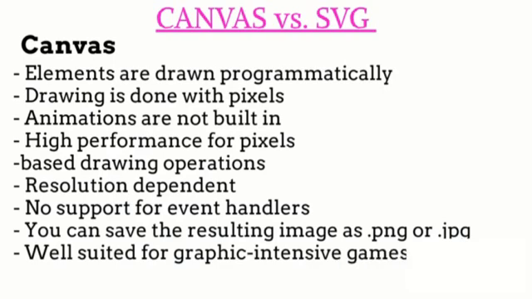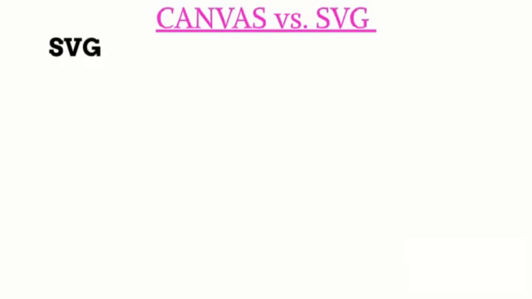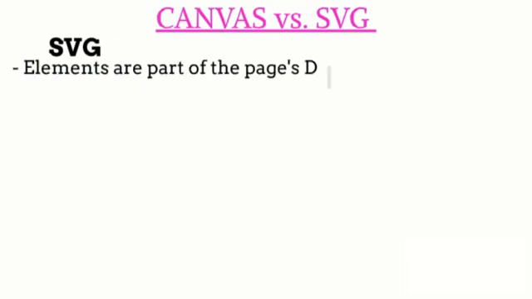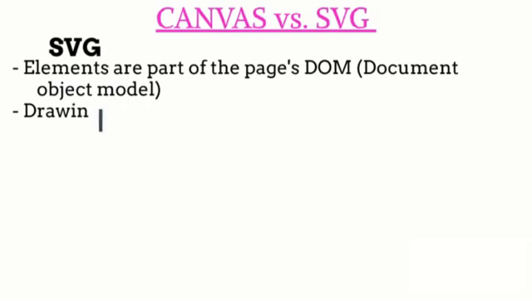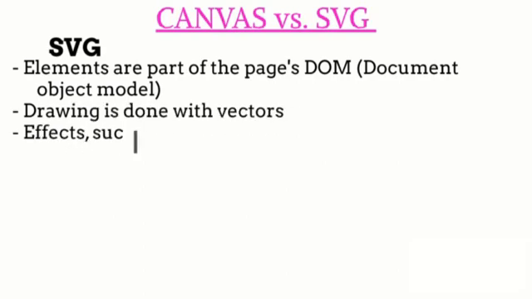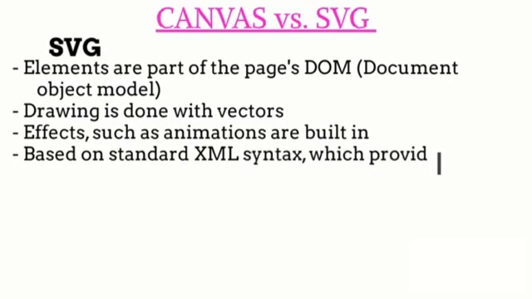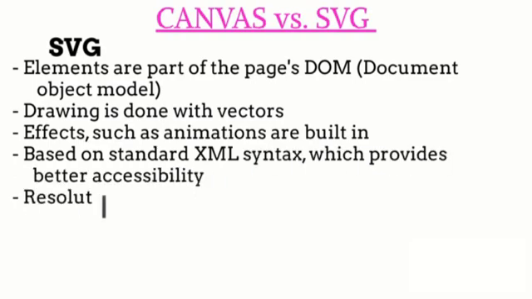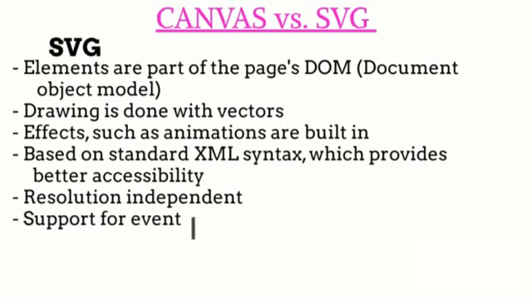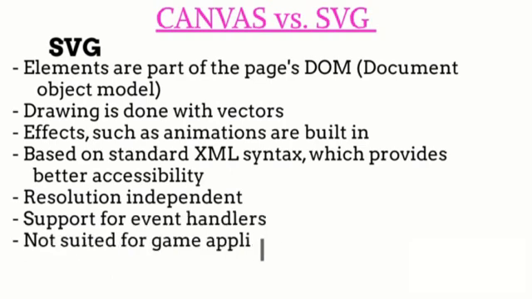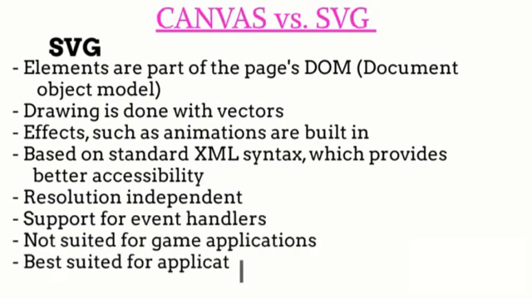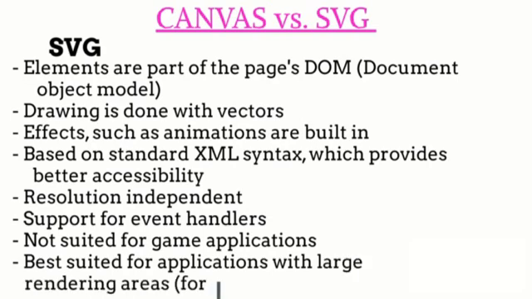The features of SVG are as follows. Elements are part of the page's DOM, document object model. Drawing is done with vectors. Effects, such as animations, are built in. Based on standard XML syntax, which provides better accessibility. Resolution independent. Support for event handlers. Not suited for game applications. Best suited for applications with large rendering areas, for example, Google Maps.